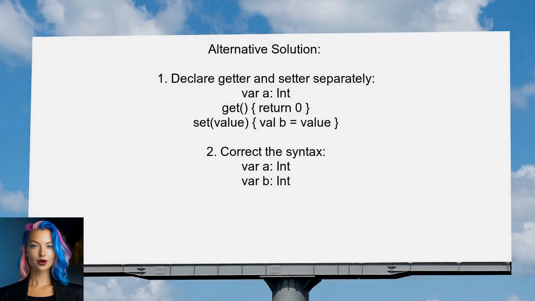An alternative solution to the error you're encountering suggests that in Kotlin, you cannot declare and initialize two field variables on the same line. This is because Kotlin expects a default getter and setter for each variable. When you declare them together, the second variable requires you to define your own getter and setter due to incorrect syntax. To fix this, you can either declare the getter and setter separately or correct the syntax by declaring each variable on its own line.